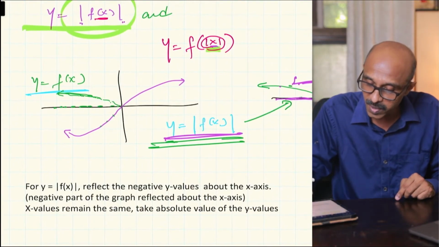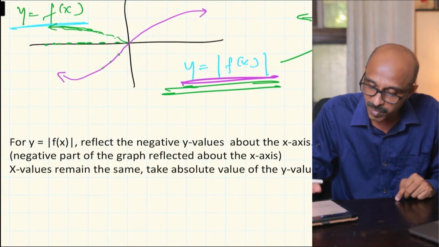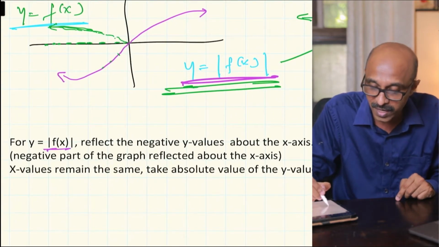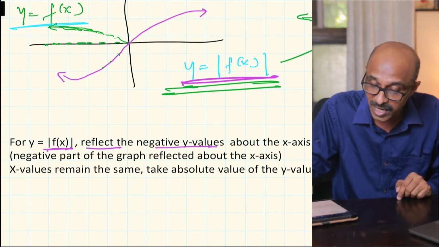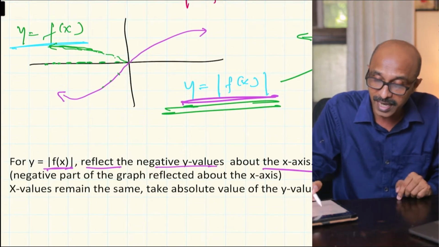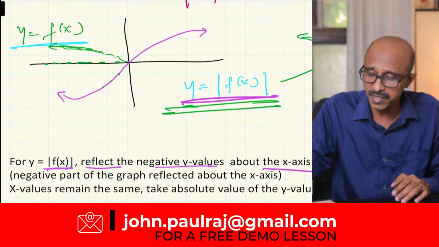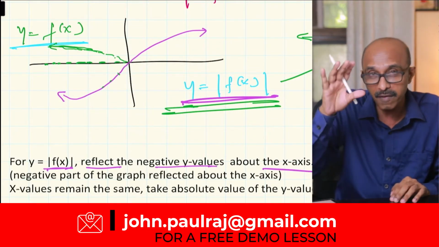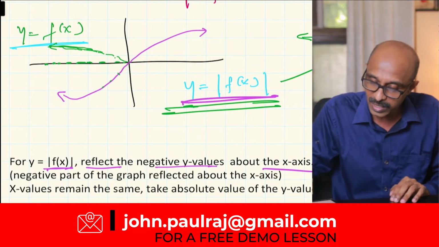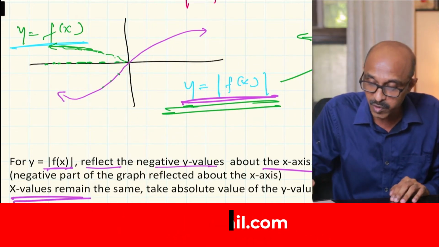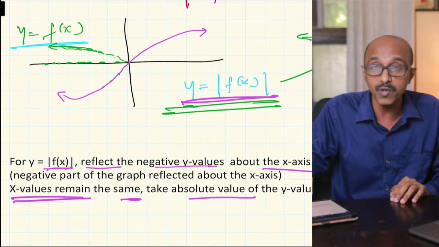So this is how we would sum it up for the transformation y is equal to the absolute value of f of x: you're going to reflect the negative y values, as we've done here, about the x-axis. Whatever the graph is, reflect the parts where it becomes negative about the x-axis. And once that is done, remember, as I said, the x values remain the same. You're just taking the absolute value of the y values.